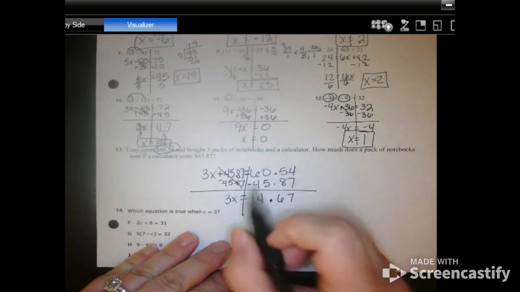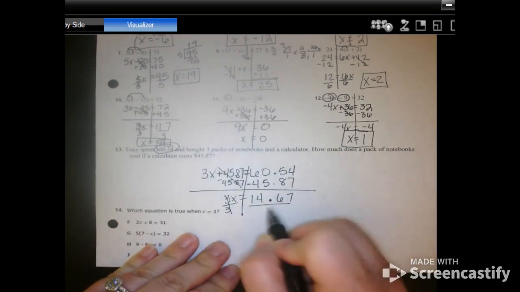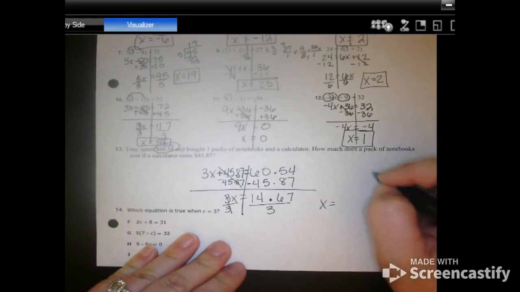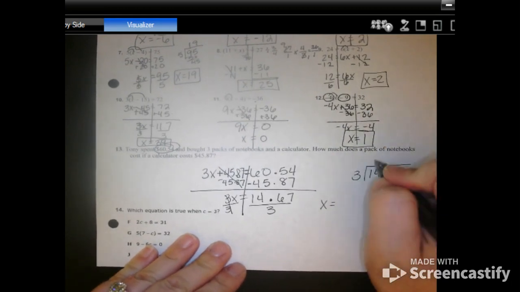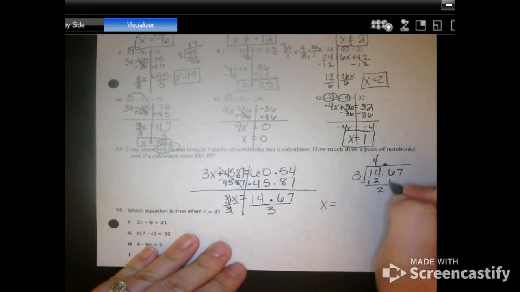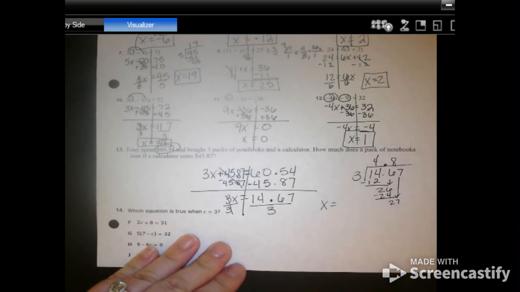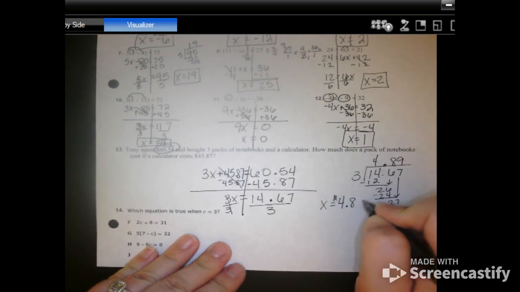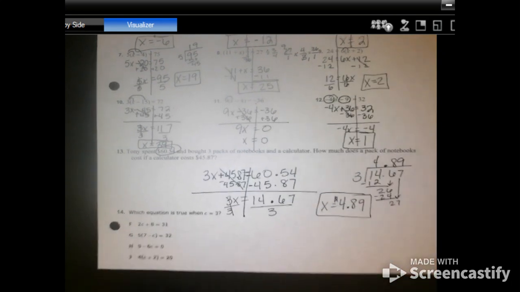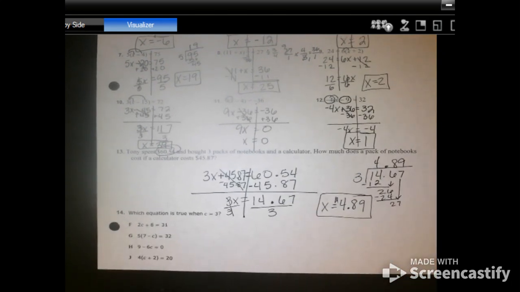Okay, I have to divide by what? 3. So 14.67 divided by 3. How many times does 3 go into 14? 4. How many times does it go into 26? How times does it go into 27? $4.89. Not too bad.